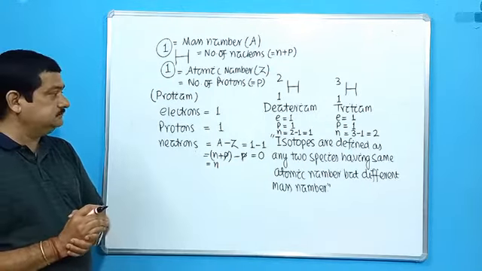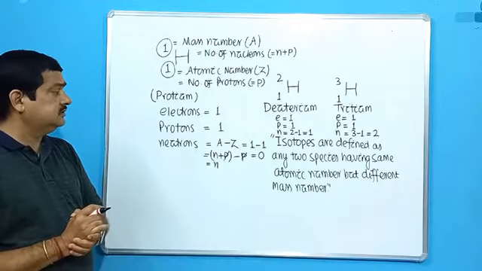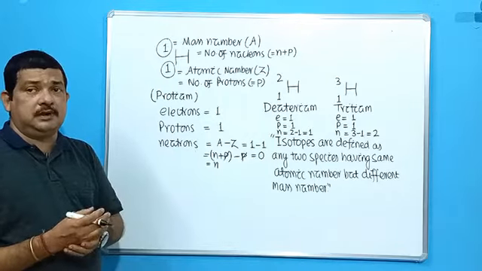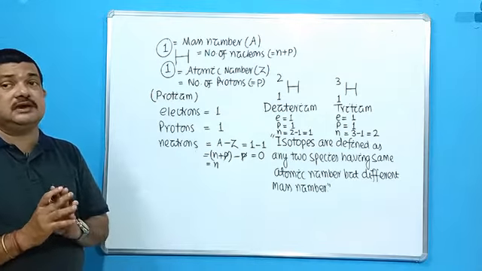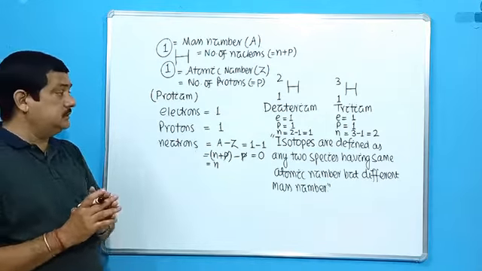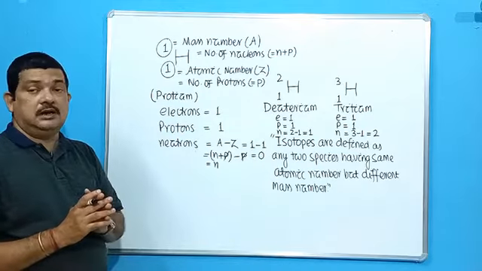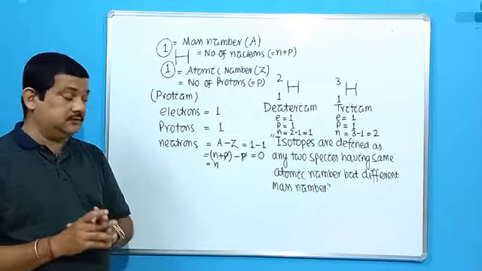Then the assignment for you is, you have to give me another example of isotope other than hydrogen. So you have to give any other example of isotope apart from hydrogen.